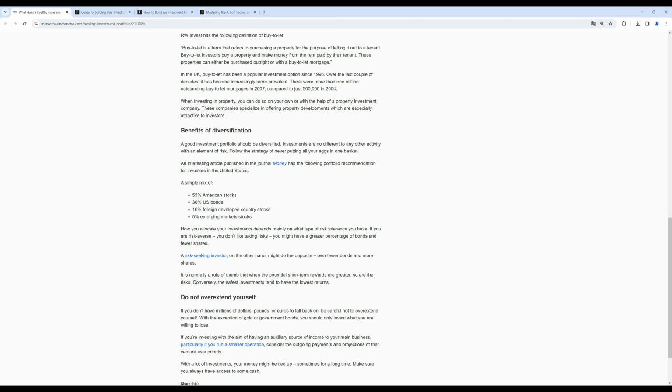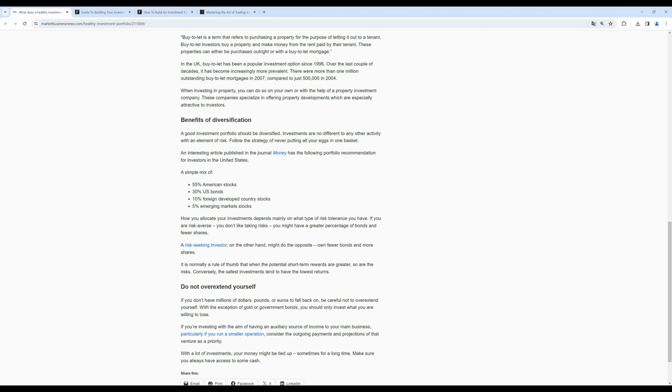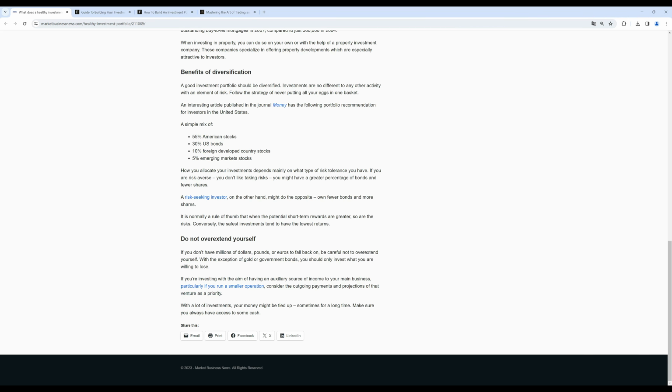So, building a solid investment portfolio takes time and patience. It's not about timing the market, but the time in the market. By diversifying smartly and managing risk wisely, you're setting yourself up for a stronger financial future. So as you can see, do not overextend yourself. If you do not have millions of dollars, many investors start off with maybe $1,000 or $200, depends if it's pounds or euros, to fall back on. Just be careful not to overextend yourself.